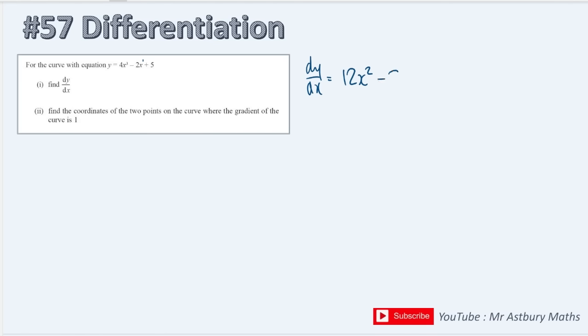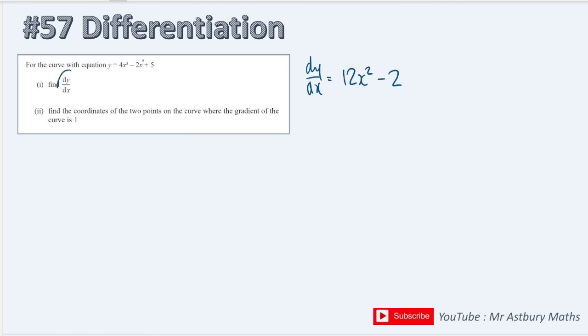So that becomes minus 2. And then when the x gets dropped down to 0, well, anything to the power of 0 is just timesing by 1, so I don't need to write it. And any constant differentiates to 0. It says find the coordinates of the two points on the curve where the gradient of the curve is 1.